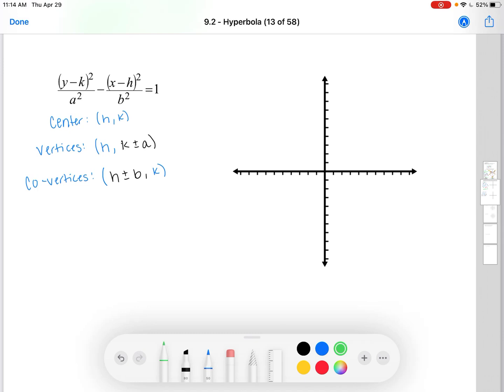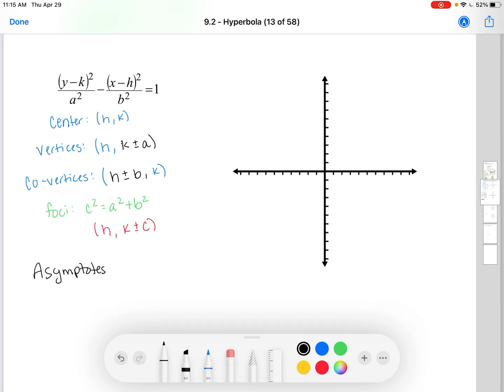After I find my vertices and co-vertices, using my foci formula, again, just to reiterate, c squared equals a squared plus b squared. This time my transverse axis was along the y-axis, so my c value that I find from that formula is not going to affect my center point for x, it's going to affect my center point for k, my y. So I'm going to add or subtract my c value to my k, my y coordinate of that function.